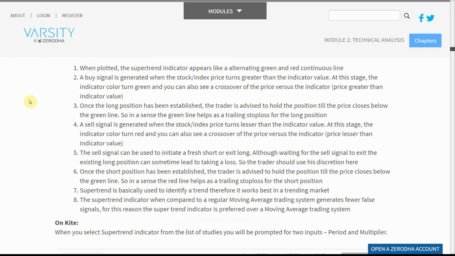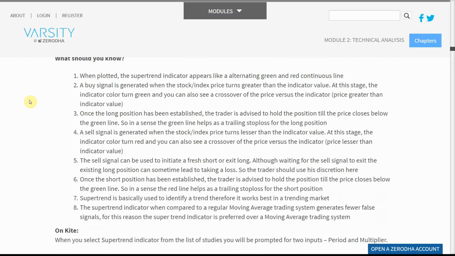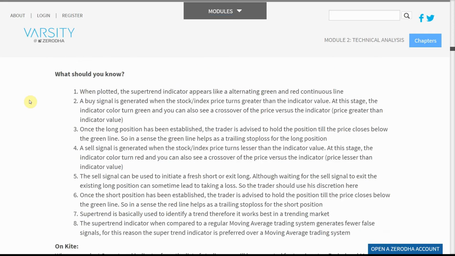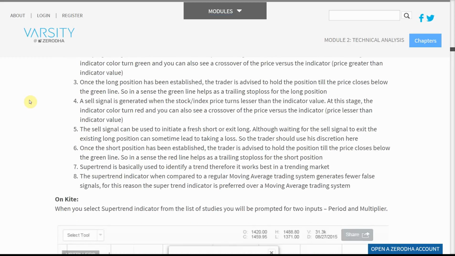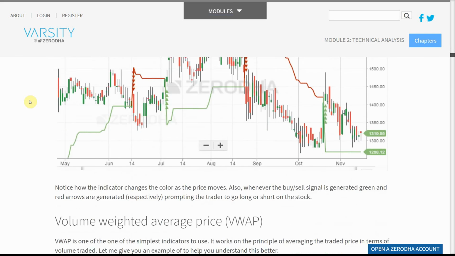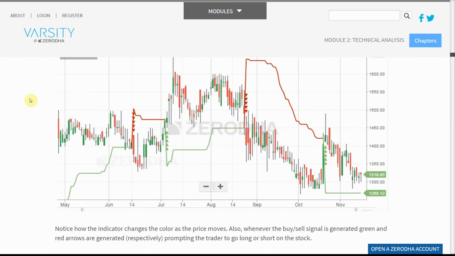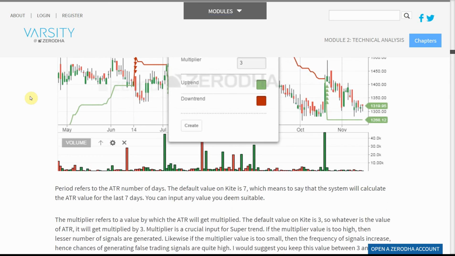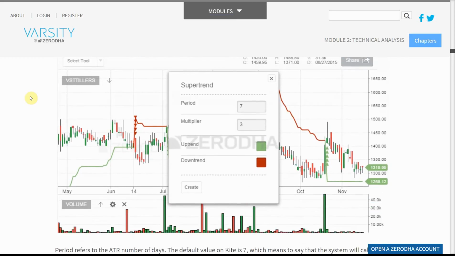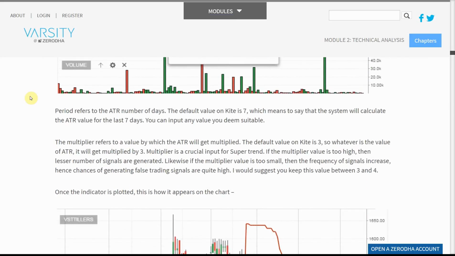On Kite, when you select Supertrend indicator from the list of studies, you will be prompted for two inputs: period and multiplier. Period refers to the ATR number of days. The default value on Kite is 7, which means that the system will calculate the ATR value for the last 7 days. You can input any value you deem suitable. The multiplier refers to a value by which the ATR will get multiplied. The default value on Kite is 3. So whatever is the value of ATR, it will get multiplied by 3.